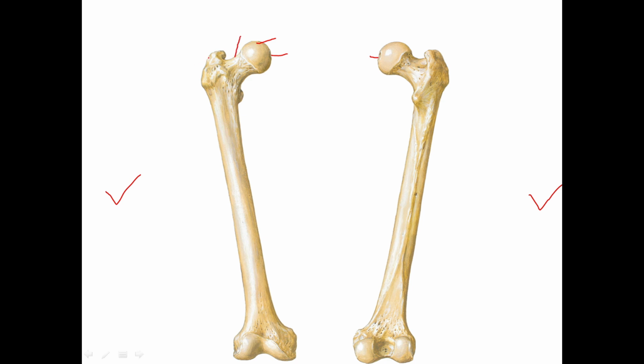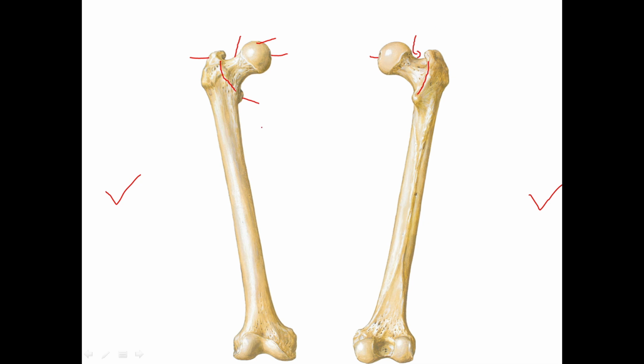Then we have the greater and the lesser trochanter. Between the two trochanters, anteriorly, we have the intertrochanteric line, and if we look posteriorly, we have the intertrochanteric crest. At this place we have a fossa. We call that the trochanteric fossa.